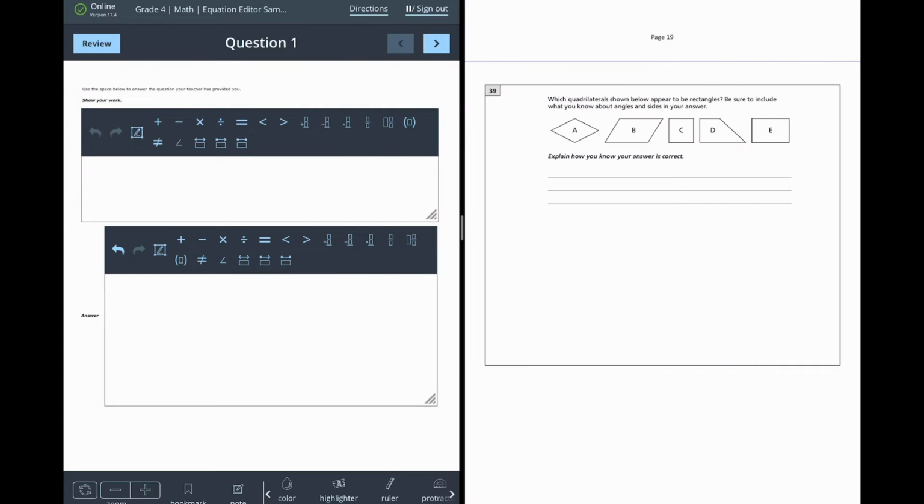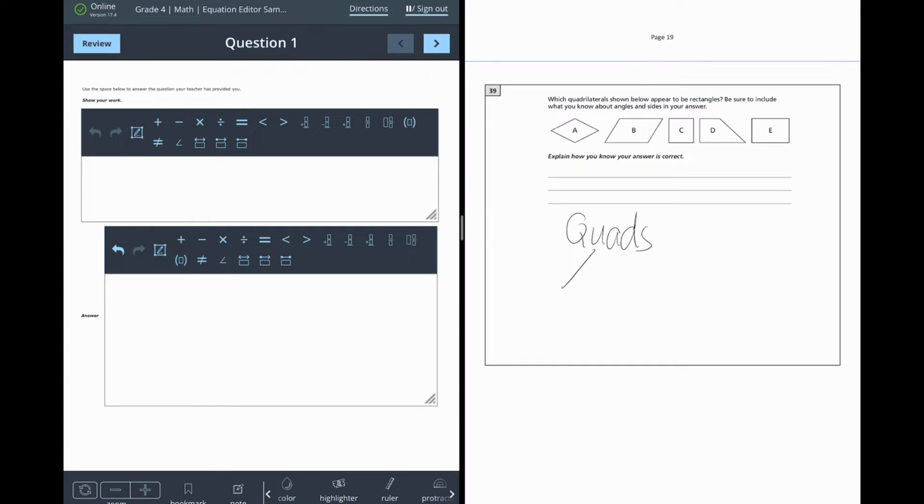All right, let's look at question 39. Which quadrilaterals shown below appear to be rectangles? Be sure to include what you know about angles and sides. So how do I know? I know these are the parallelogram family, or actually these are all quadrilaterals. So I'm just showing my thinking so you know what I'm doing.